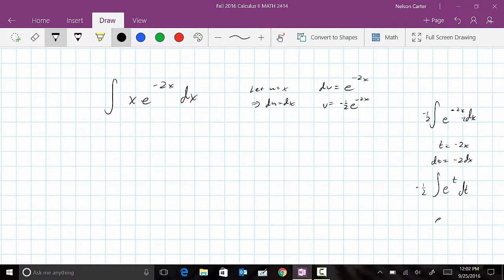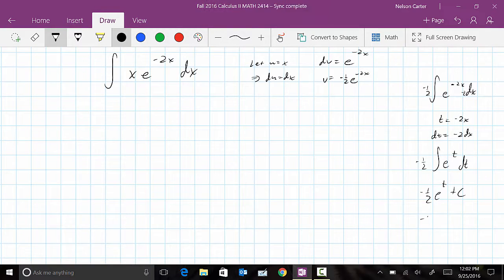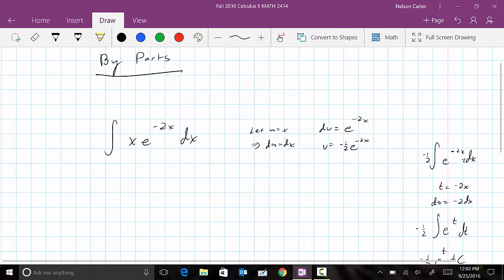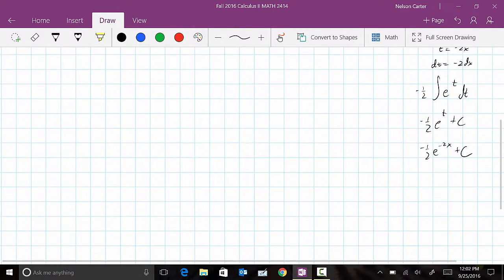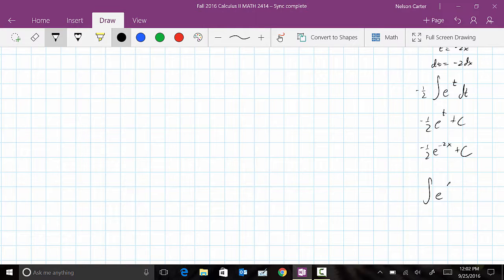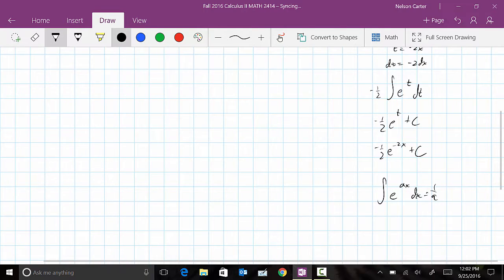And then it's just e to power t plus a constant, but you have this negative 1/2 there, and then the t was negative 2x. And so that's ultimately going to be the integral, and in the situation we're in, we don't need the plus c. Okay, I think I mentioned this before, but if you just memorize that the integral of e to power ax dx is going to be 1 over a times e to power ax plus a constant, then that's probably going to make your life a little bit easier. And that's, of course, where a is a constant, okay? So just keep that in mind.